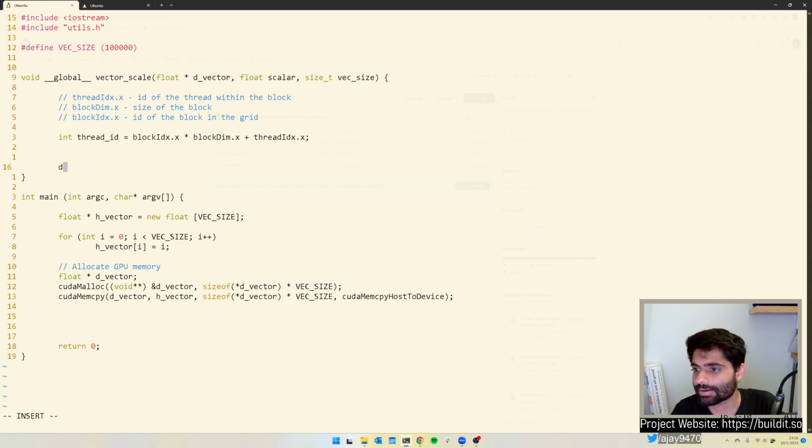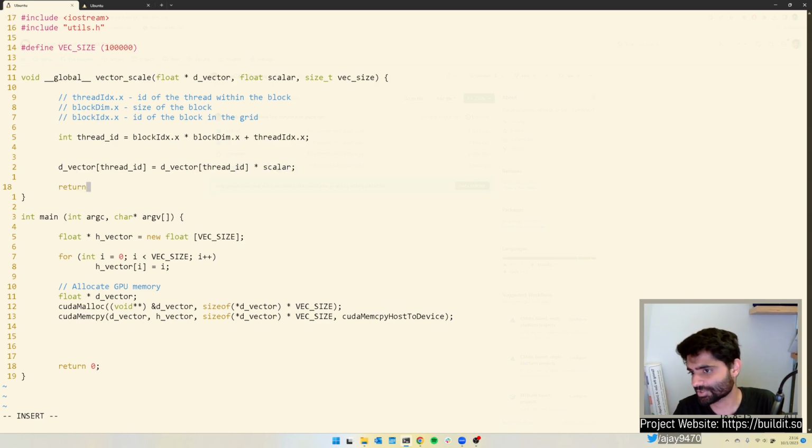So I'm going to say d_vector of thread ID equals d_vector of thread ID times scalar, right? This is the simple operation we are doing. Each thread does the simple operation and exits. That's great. Now we need to launch this kernel.